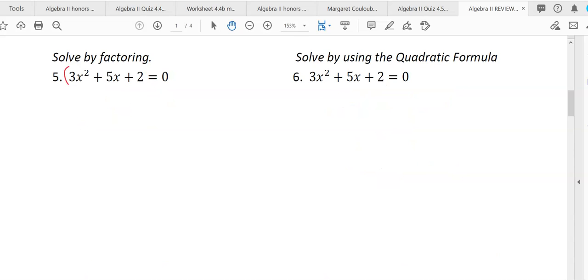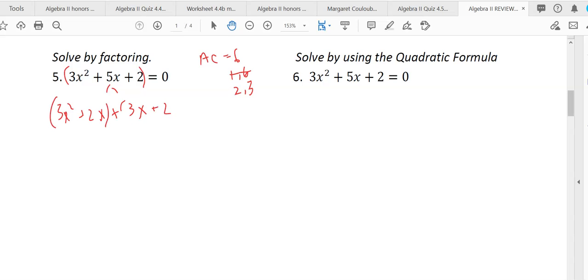So you certainly could guess and check this. I'm just going to do AC because a number of you like that. So AC would be 6. Factors of 6 would be 1 and 6 or 2 and 3. Everything's positive. They add up to 5, so it's got to be 2 and 3. So let's split up that middle term. So it's going to be 3x squared plus 2x plus 3x plus 2.